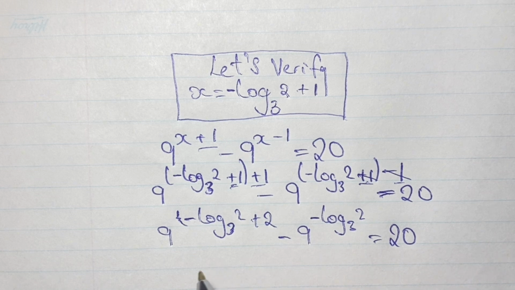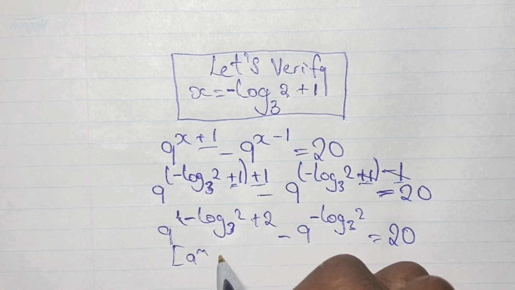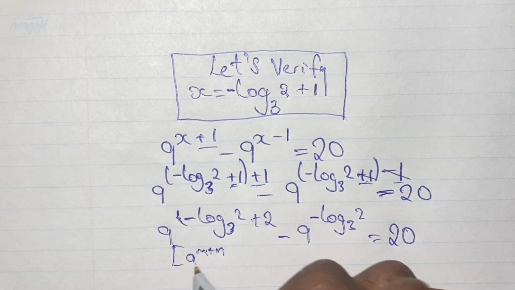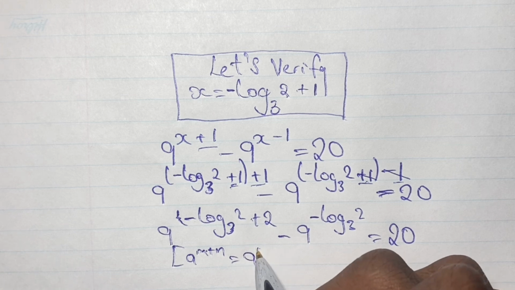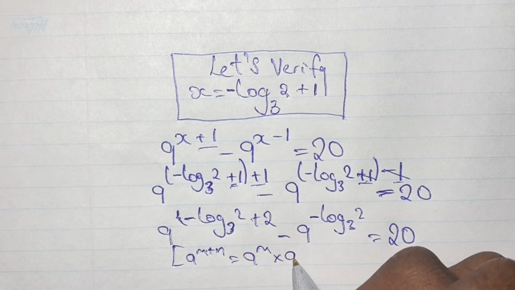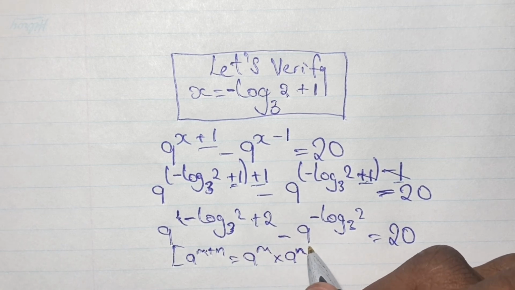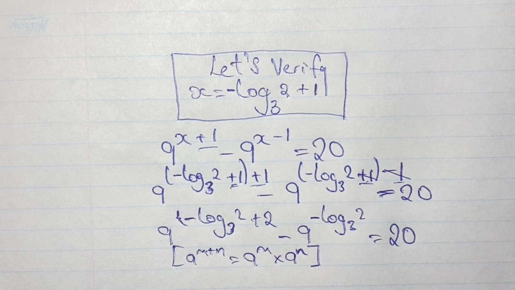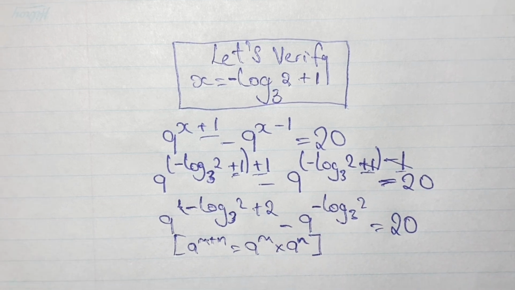And then here now we can apply the index law that we looked at before, where we say that if we have a to the power of m plus n, it means that this can be simplified as a to the power of m times a to the power of n. So when we have the same base with different powers, we just simply add them.